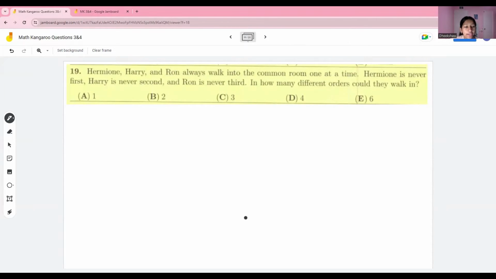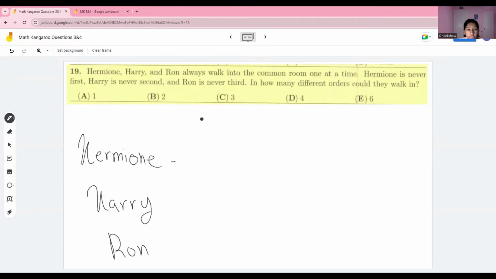Okay. Hermione, Harry, and Ron, Harry Potter, always walk into the common room one at a time. Hermione is never first, and Harry is never second, and Ron is never third. In how many different orders can they walk? So let's try to draw a visual diagram, or just get an idea of where each of them stand in terms of places. So Hermione always has to be second place or third place. Harry always has to be first place or third place, and Ron always has to be first place or second place.